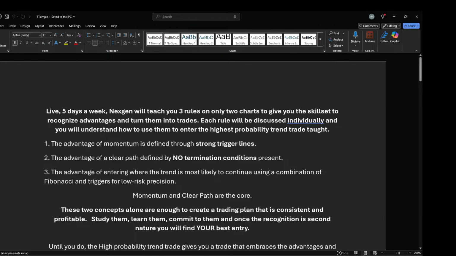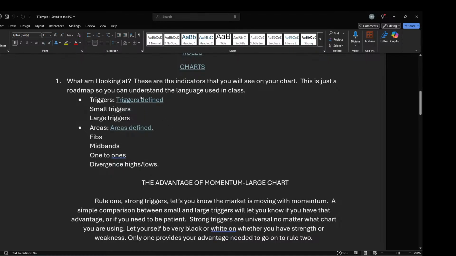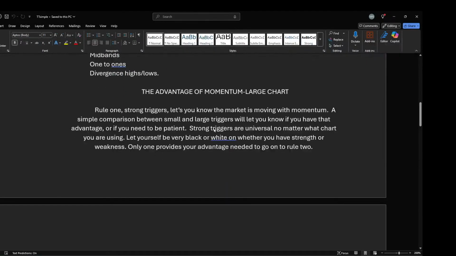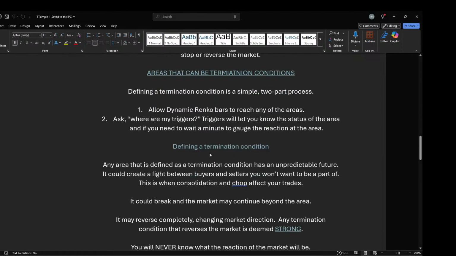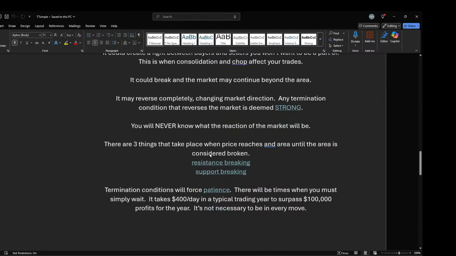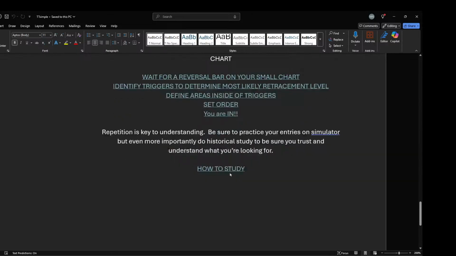We've got to make this so that if somebody walks up to Nexgen and doesn't have one second to be in my classroom, how are they going to find the high probability trend trade? They're going to do it by understanding the rules and where to find them, by understanding the indicators, what the rules mean to you, how to identify them, what rule number 2 is, how to identify what they could be, and defining it, how to pick your entries, a step-by-step going through, and how to study.